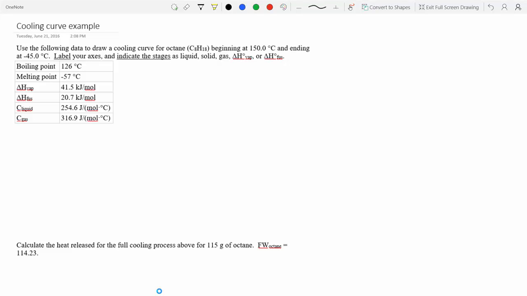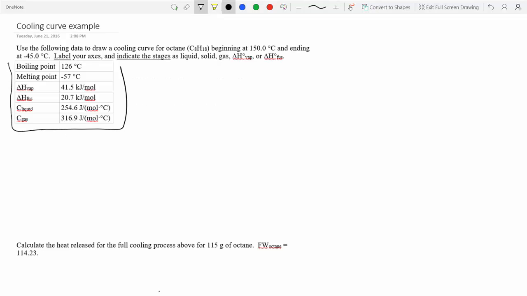Today we're going to look at a cooling curve example. The problem is, use the following data to draw a cooling curve for octane, beginning at 150 degrees C and ending at negative 45 degrees C. Label your axes and indicate the stages as liquid, solid, gas, delta H of vaporization, or fusion. And this table here has all of the important information that you need.